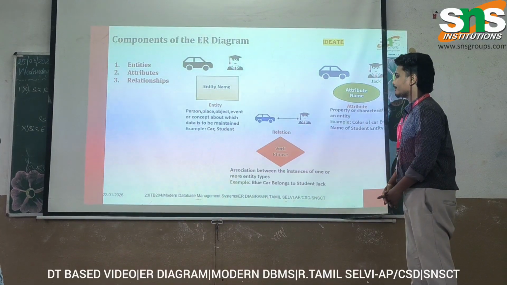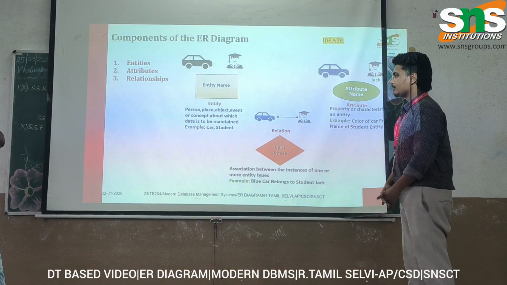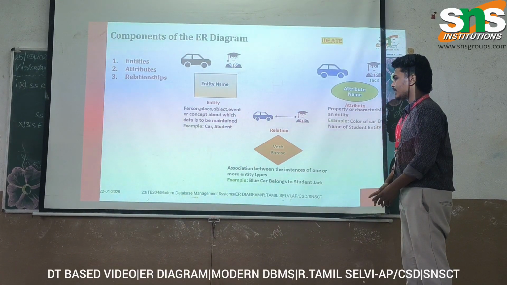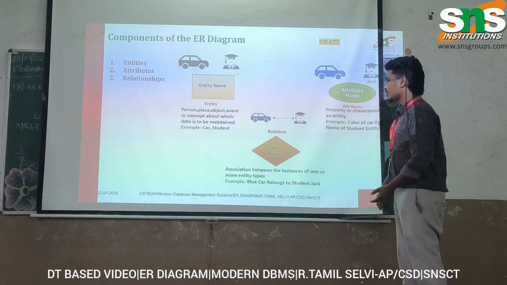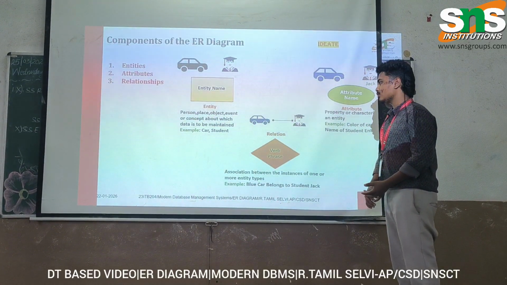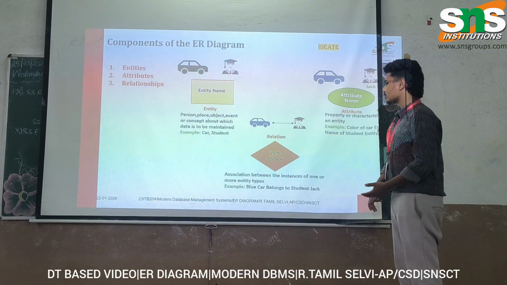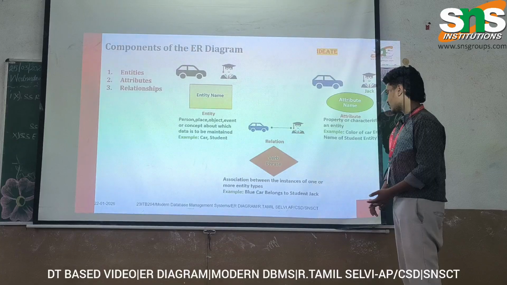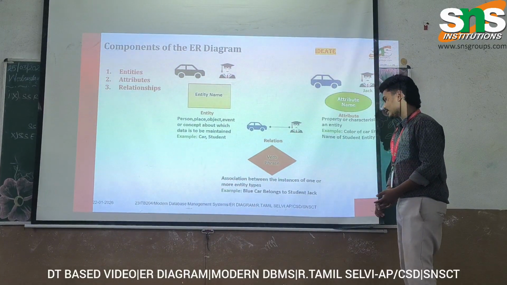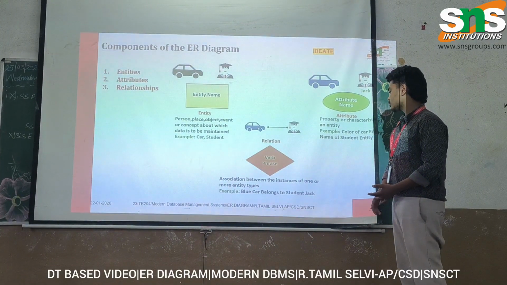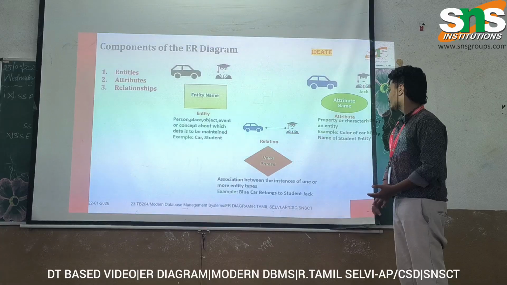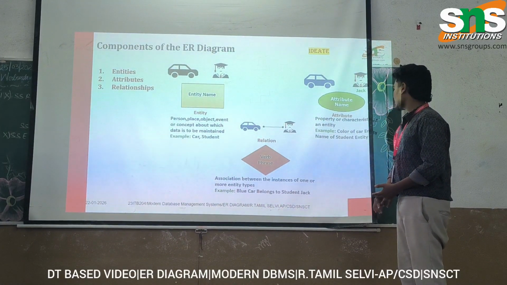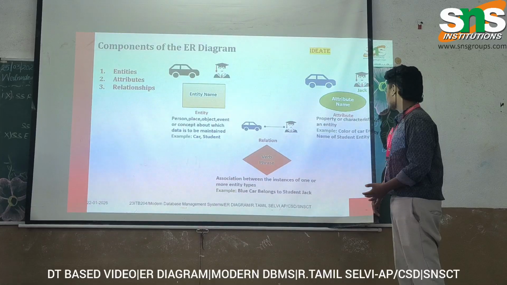Components of ER diagram: entities, attributes, relationships. Entity: a person, place, object, event, or concept about which data is to be maintained. Example: car, student. Relationship: association between the instances of one or more entity types. Example: blue car belongs to the student lab. Attribute: a property or characteristic of an entity. Example: color of car entity, name of the student entity.